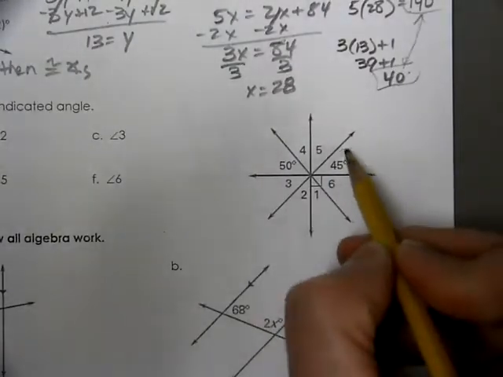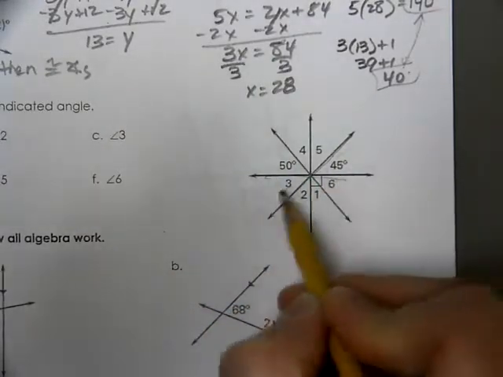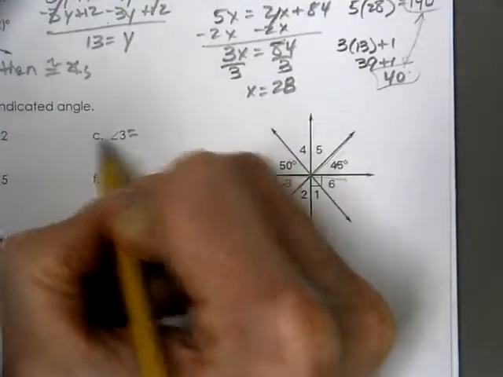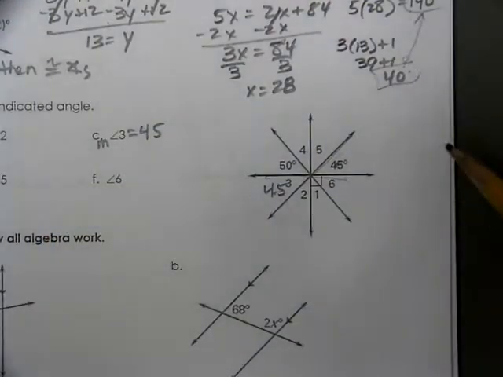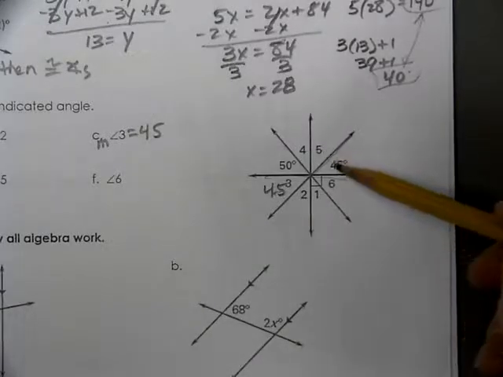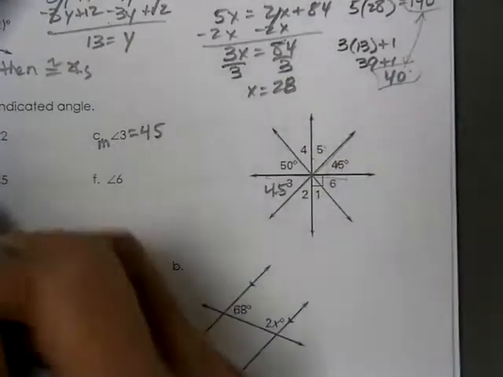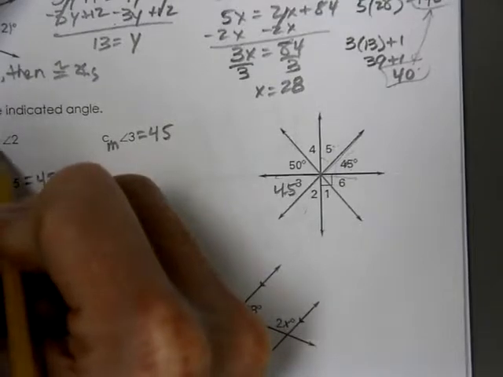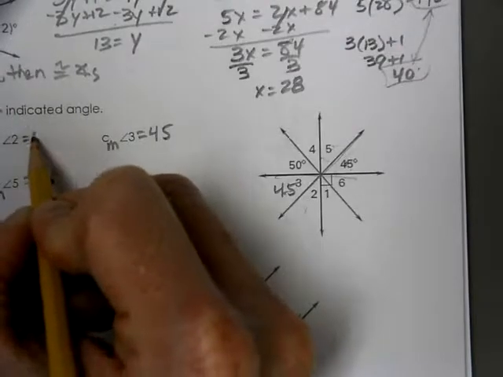Here, let's take a look at what we have. Notice that we have some lines that are forming X's. When you have X's, then you have vertical angles. So angle 3, the measure of angle 3 is 45. Here, you know if this is 90 and forms a straight line, then up here has to be 90. So angle 5 is the measure of 45. And its vertical angle is also 2. So that's 45.